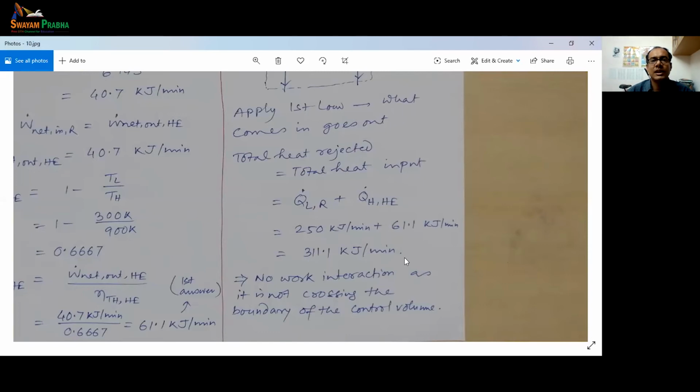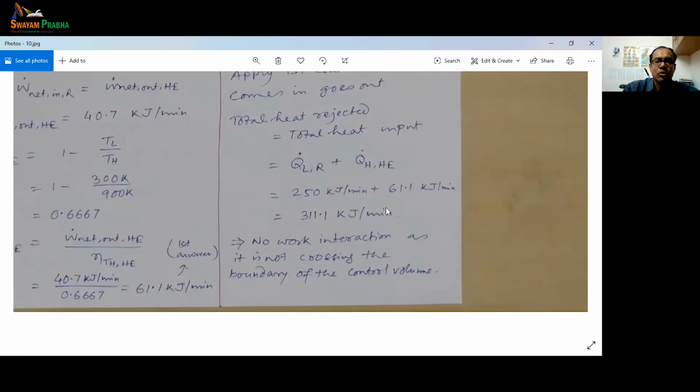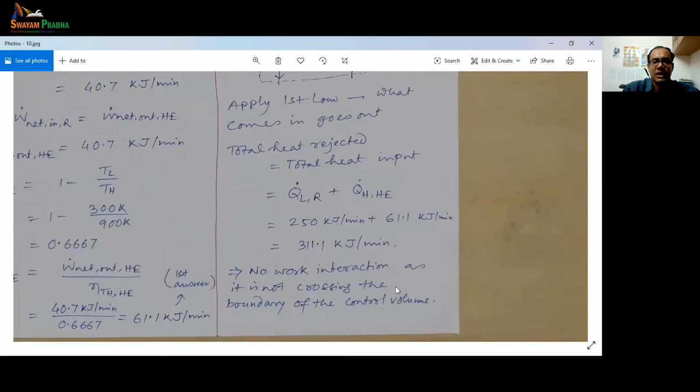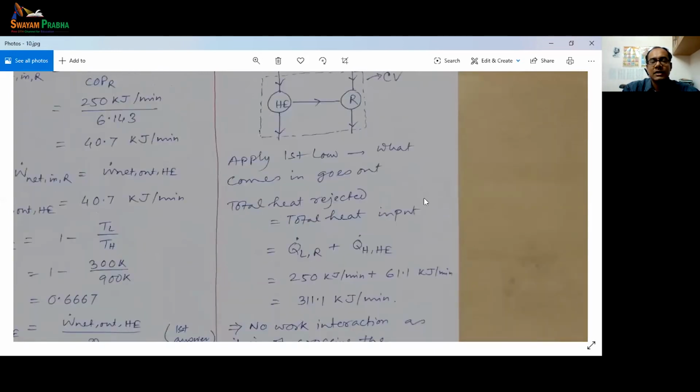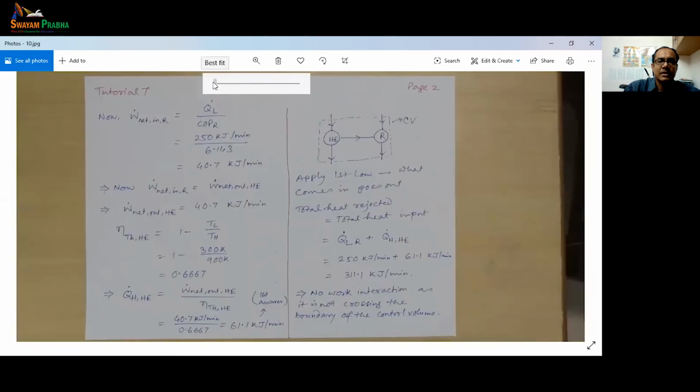So here, for the second part, we don't have to apply the second law. Just the first law energy analysis across a control volume will give us everything. Okay, so as no work interaction is crossing the boundary, we are only matching what heat is getting rejected and what heat is input to the control volume. Okay, so that brings us to the end of the second problem.